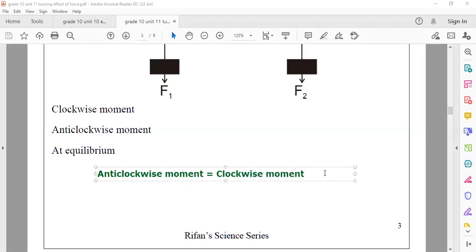In that case, anti-clockwise moment is F1 D1, correct? Yes, sir. Clockwise moment is F2 D2, correct? Yes, sir. So those two are equal. So only if they are equal is it equilibrium. If one increases, there is no equilibrium; it will go to one side. Understood?